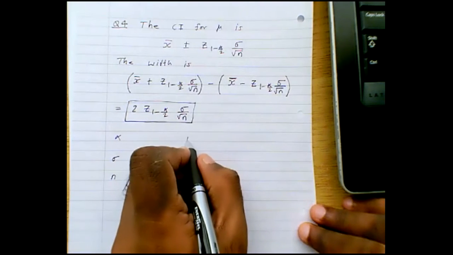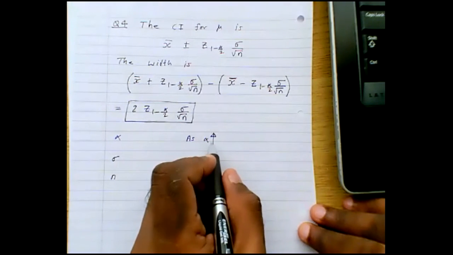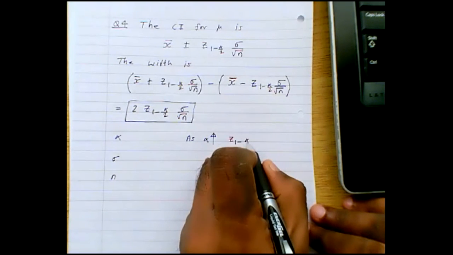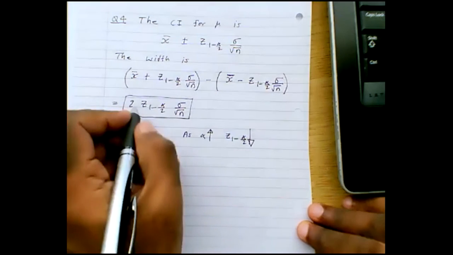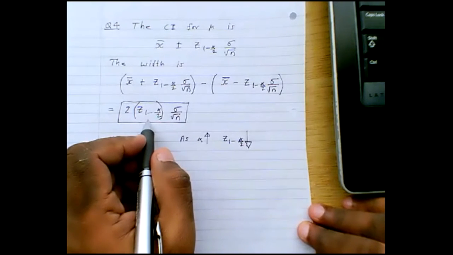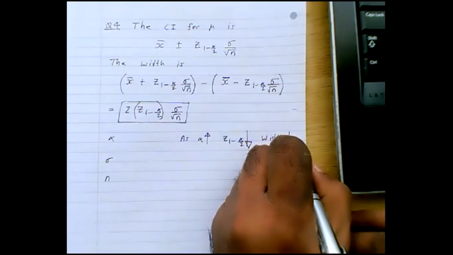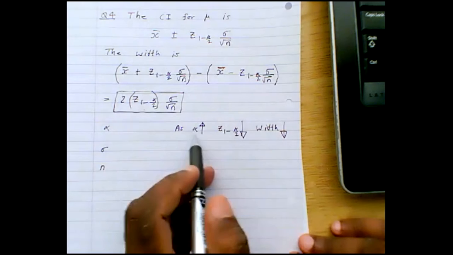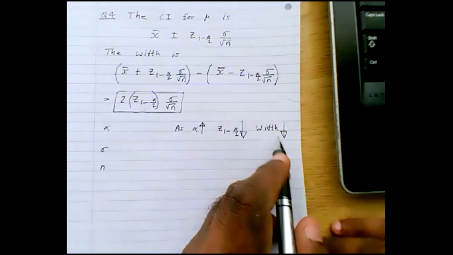Now, are you guys familiar with this notation? This means alpha increases. As alpha increases, Z1 minus alpha by 2 decreases. So this is the quantity that contains alpha. As alpha increases, this decreases, so the width will also decrease. I hope you know what this notation means. It simply means as alpha increases, the value of this decreases. Hence, the width also decreases.